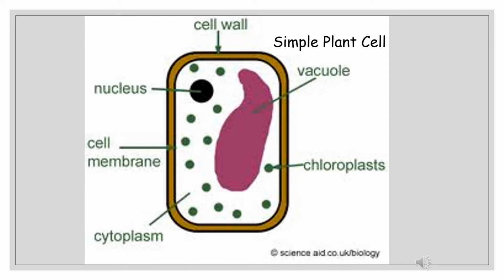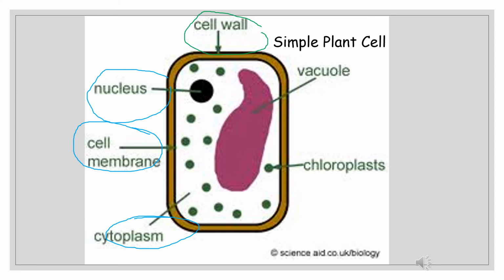You will notice that we've got three organelles that are exactly the same as you'd find in an animal cell: nucleus, cell membrane, and cytoplasm. So their functions are exactly the same as before. However, we've got three new ones: cell wall, which provides structure and protection to a plant cell; vacuole, which stores nutrients and water; and again chloroplast, which you very much should be familiar with from previous lessons within the science.